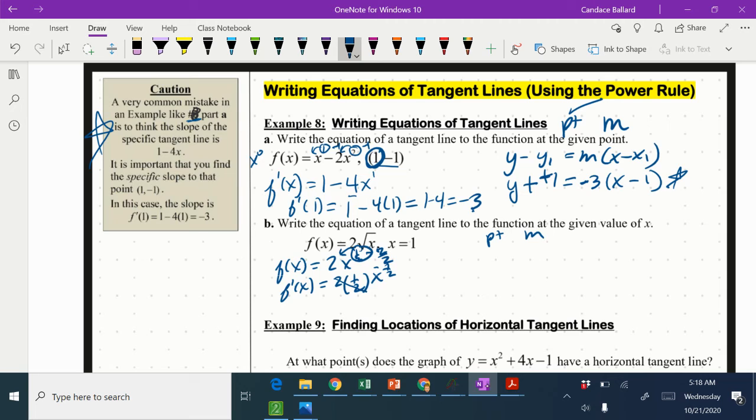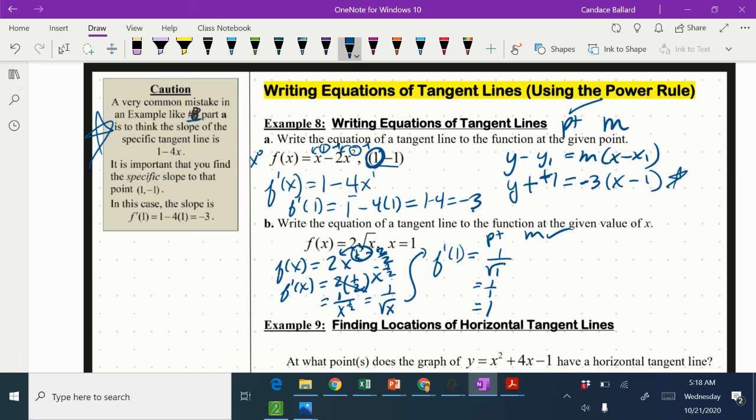I'm going to clean this up a little bit. The 2's go away. I have 1 in my numerator, and in my denominator I'd have x to the 1/2 power, or 1 over the square root of x. I'm going to continue to get my slope by plugging the 1 in, and I'm going to tell the grader that I'm doing that. So I'm going to say f prime of 1 equals 1 over the square root of 1, which would be 1 over 1, which is 1. Now, I've got the slope. Check that off the list.